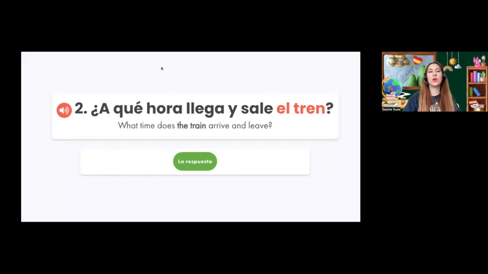You can see the order. It's completely different. ¿A qué hora is what time? But el tren, train, and then llega y sale is arrive and leave. So, you know, Spanish has a different order, but it's not difficult. ¿A qué hora llega y sale el tren?